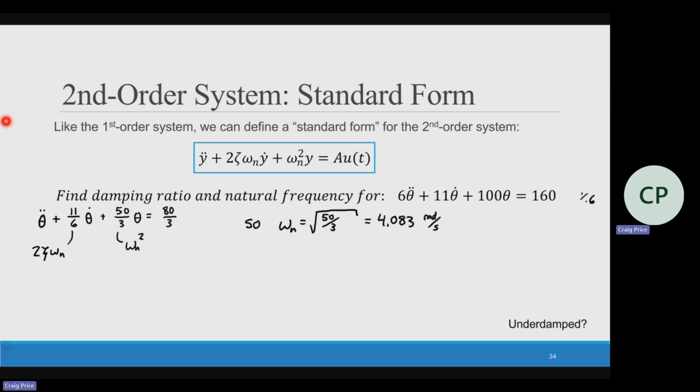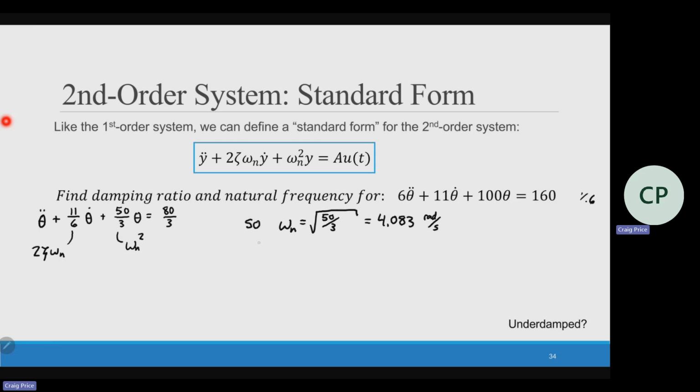So that's always the first thing you want to find. Again, in standard form, that final term multiplied by theta, that constant is my natural frequency squared. So natural frequency is the square root of 53. Once we have that, we can plug it into the other number to solve for the damping ratio.